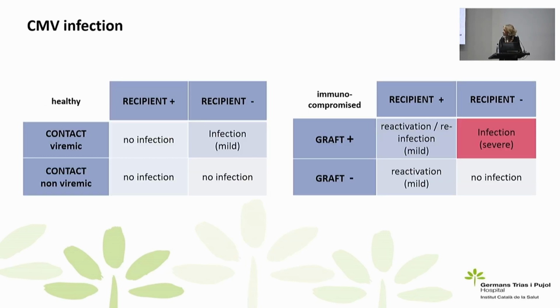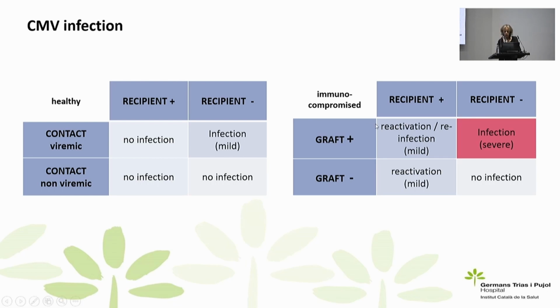So if we put this in a table, on the left side of the slide you have the healthy recipient, the healthiest individual. You can see that when someone is negative and gets in contact with an individual that is viremic, you can have an infection. But in healthy individuals who are immunocompetent, the infection will be mild. Many times it will be asymptomatic.